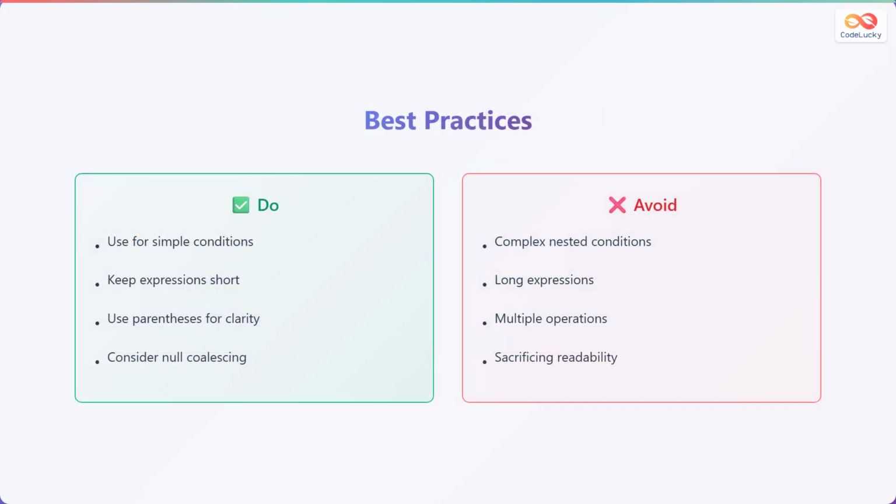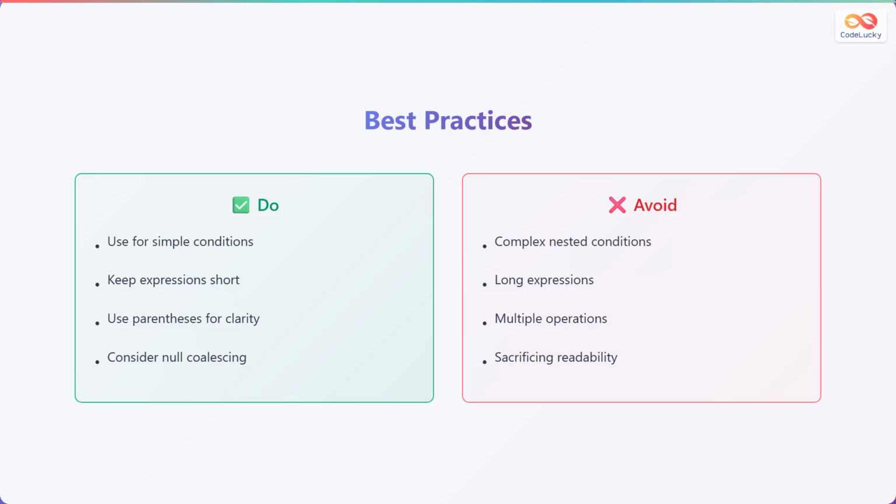When using the ternary operator, follow these best practices for cleaner and more maintainable code. Use ternary operators for simple conditions to keep the code concise. Keep expressions short and easy to understand within the ternary operator. Use parentheses to group conditions and improve clarity. Consider using the null coalescing operator for handling null values in a more concise way.